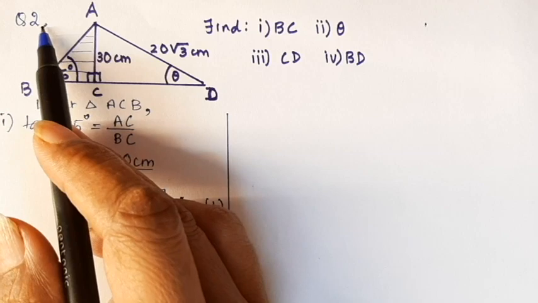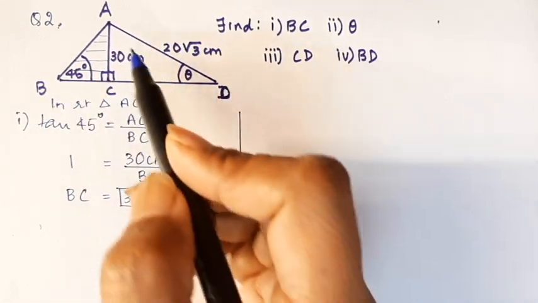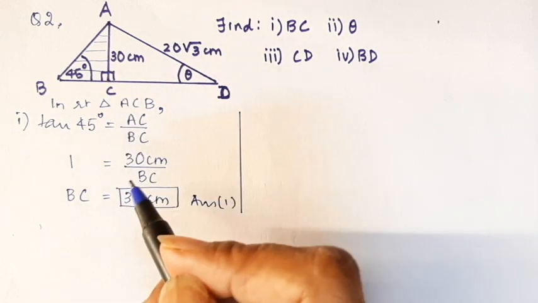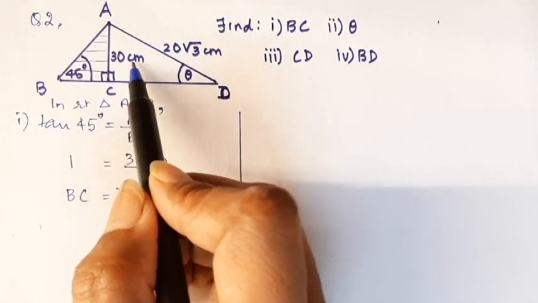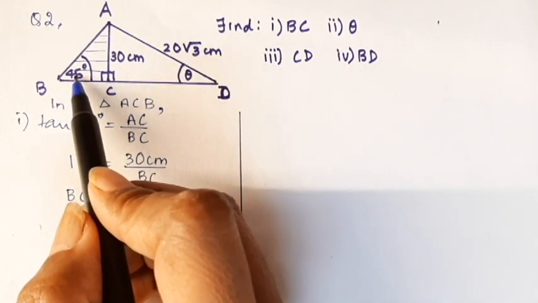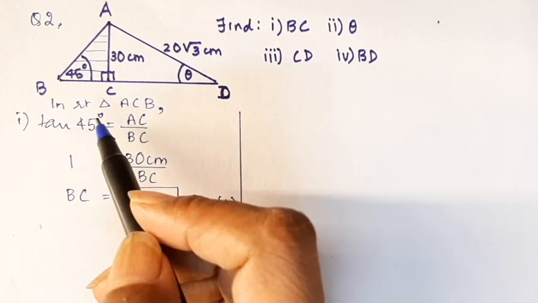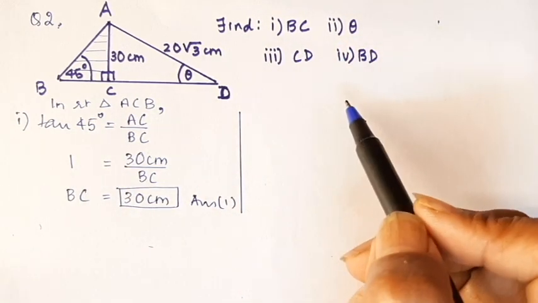Let us come to our second question. We have been given triangle ABD, in which we have AC given as a perpendicular. We have been given that this AC is 30 centimeters, AD is 20 root 3 centimeters, angle B is given as 45 degrees, and we have to find BC, theta, CD and BD.